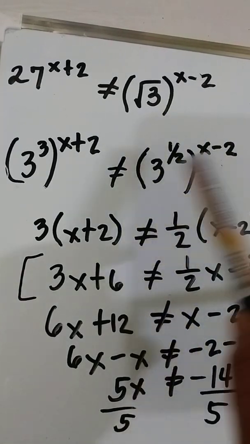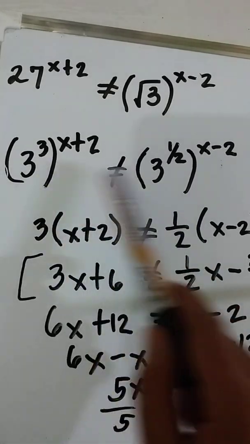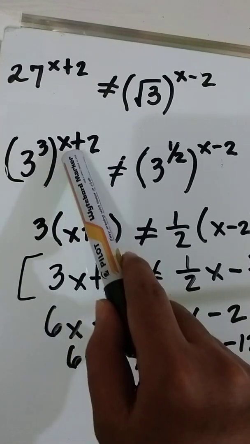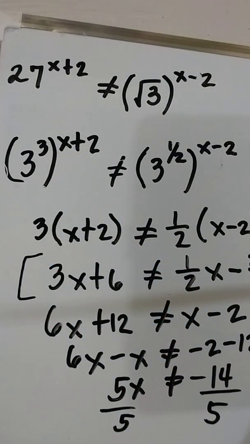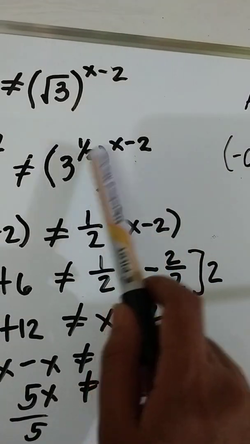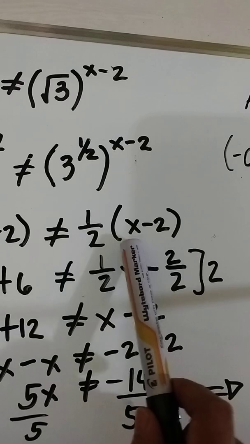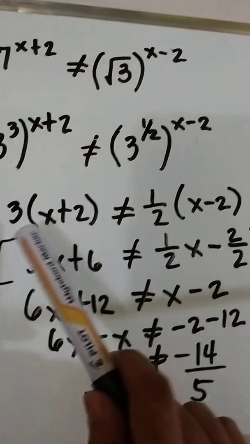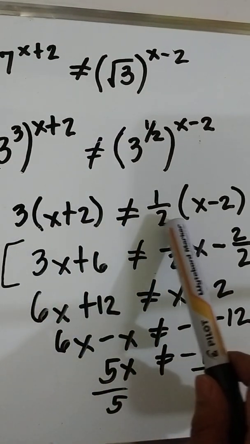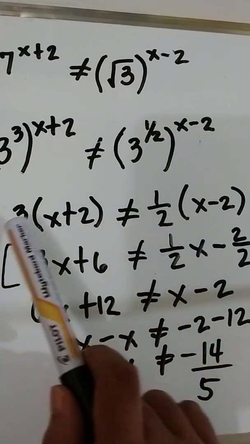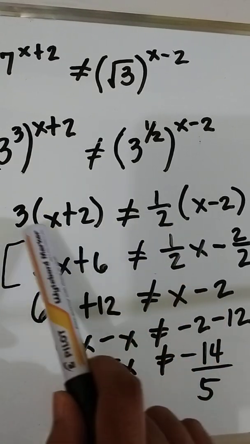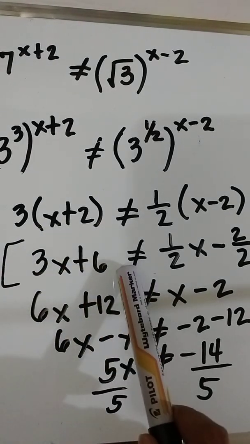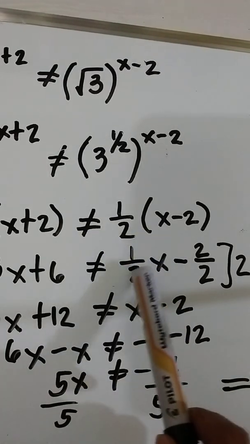Then after that, you can drop the base since they are the same. You have to get the exponents. So on the left side, we have 3 times x plus 2 is not equal to 1 half times x minus 2. To solve this, you can distribute this 3 and you can distribute this 1 half. Let's try. Distribute 3 on this expression. We have 3 times x is 3x, 3 times 2 is positive 6, not equal to 1 half times x is 1 half x.